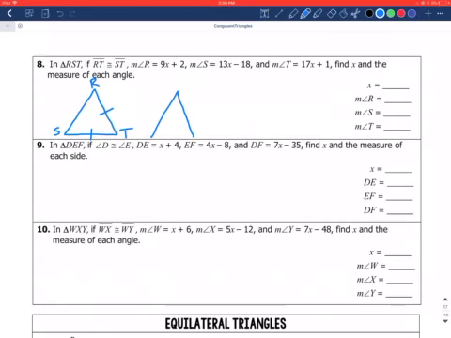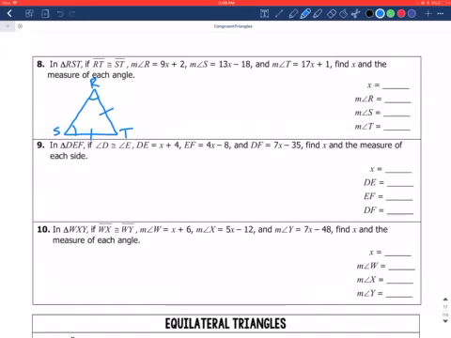If you're not following along, if I didn't explain that well, somebody else might have TSR or something like that, and then RT and ST would be congruent. So for them, their angles will be here. For you, your angles will be here. Either way, it's still the same as long as you label them correctly when you plug in these expressions.